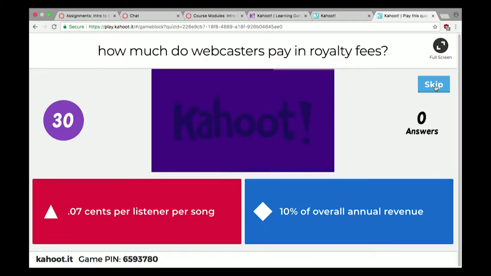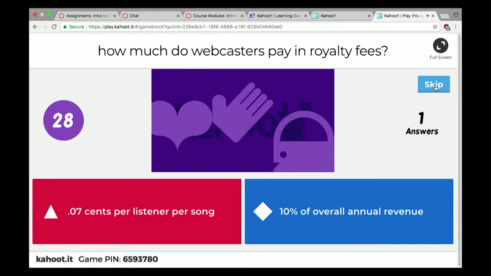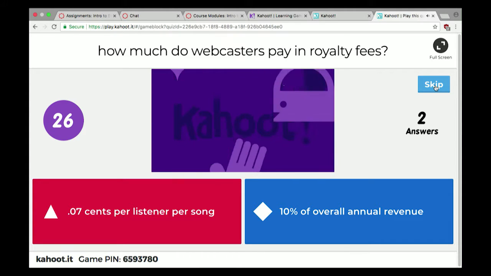How much do webcasters pay in royalty fees? 0.07 cents per listener per song, or 10% of overall annual revenue?